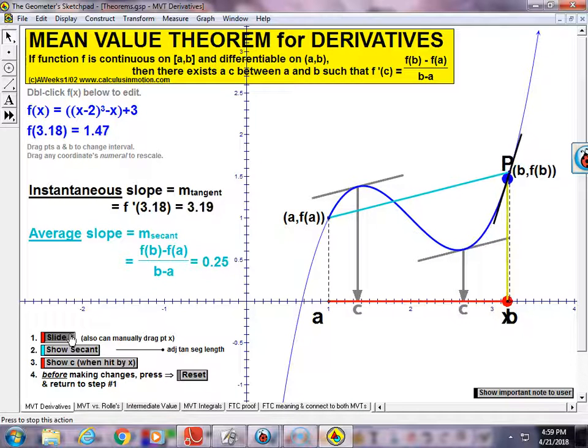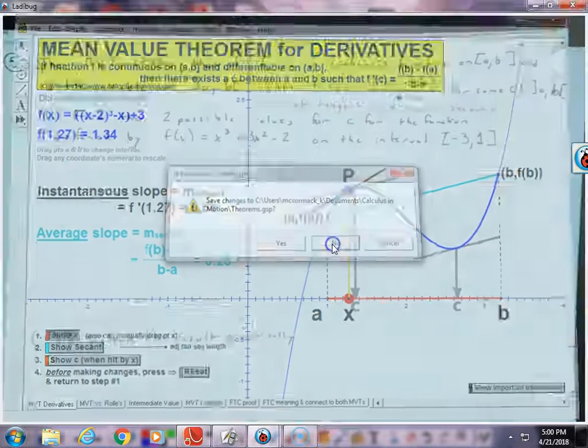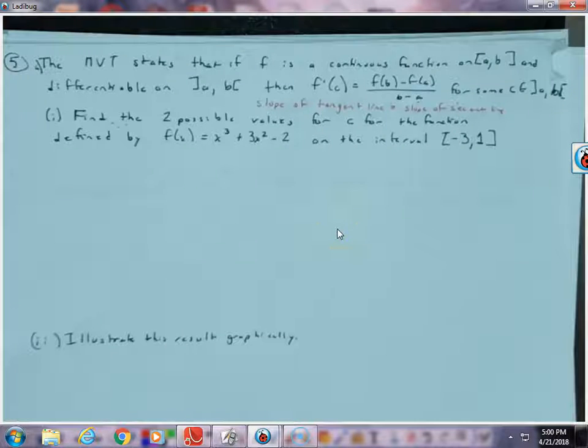So there can be more than one spot, but they are guaranteeing that there exists at least one point in the interval between A and B such that the slope of the tangent line is equal to the slope of the secant line. Okay, so we're just going to close that out. Okay, and so that's what it's looking for there.